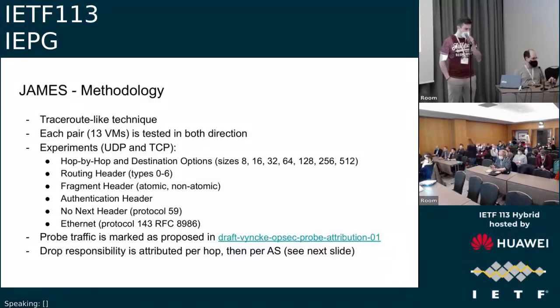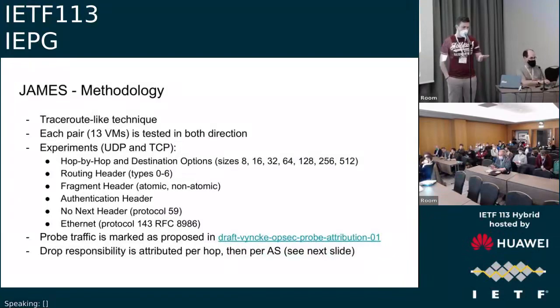For each experiment, the probe traffic we send is marked as proposed in the draft that you see in the slide. We have published this draft recently also. The idea is to insert an ID or an email address or something in a payload somewhere in whatever layer allows it. An easy technique is to run a web server on the address you are sending packets to and explain why you are sending such traffic.